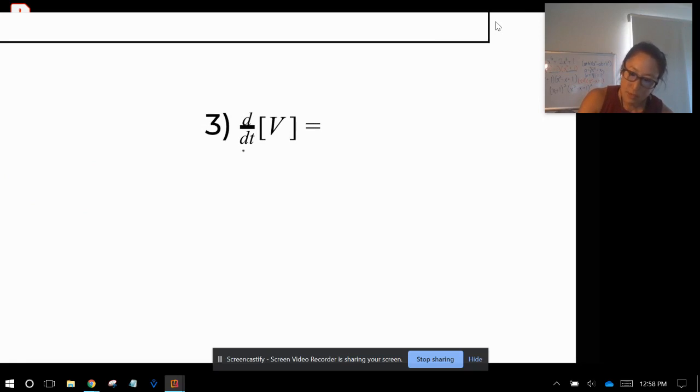Next up, v. I'm taking the derivative in terms of t, but I have a v, so I have v to the first power. This is going to give me 1 times the derivative of v, which would be dv dt. So we have to tack on the derivative of the inside function.